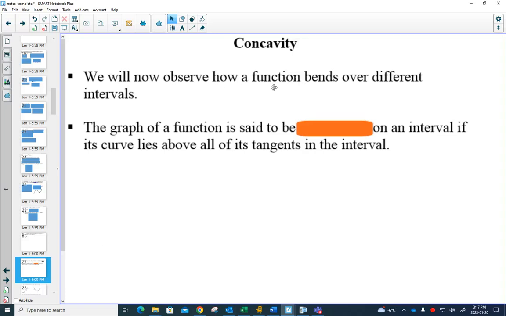The next thing we're looking at is concavity, how a graph bends. We call something concave up, like that. Think of a smiley face.